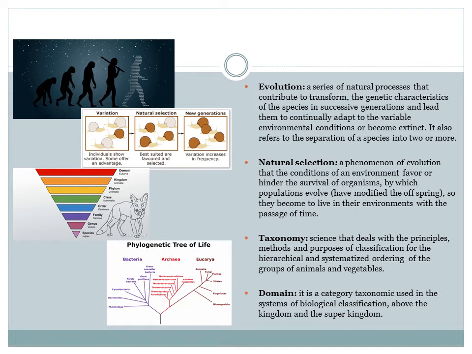Evolution, a series of natural processes that contribute to transform the genetic characteristics of the species in successive generations. Natural selection, a phenomenon of evolution in which the conditions of an environment favor or hinder the survival of organisms. Taxonomy, the science that deals with the principles and the methods and purpose of the classification of the groups of animals and vegetables.